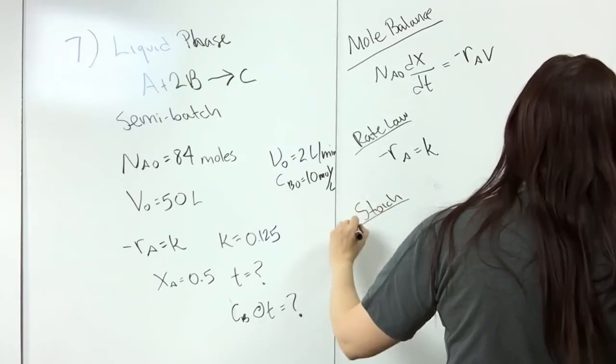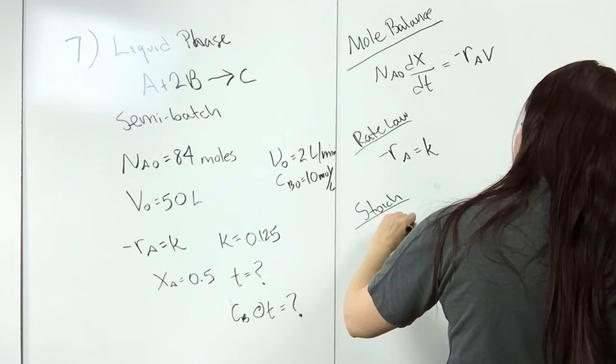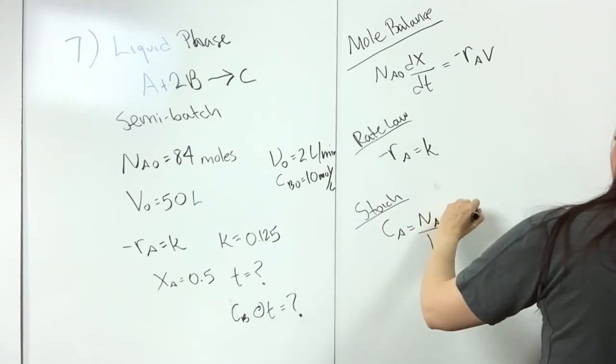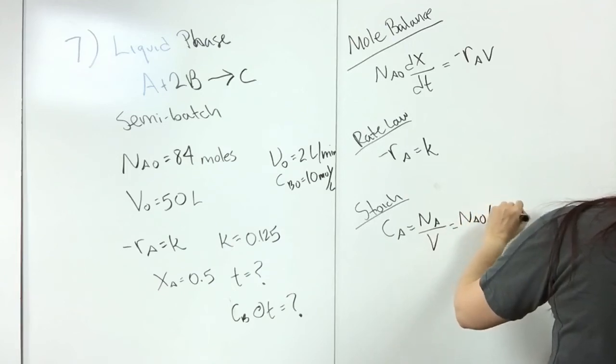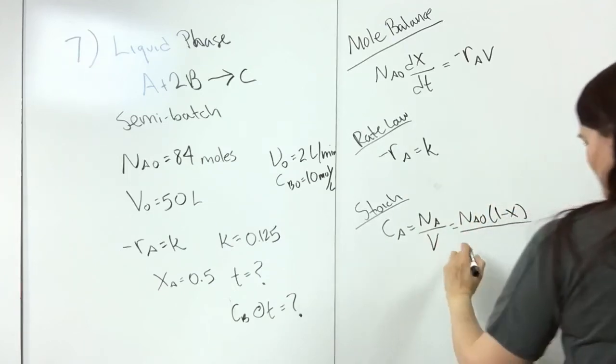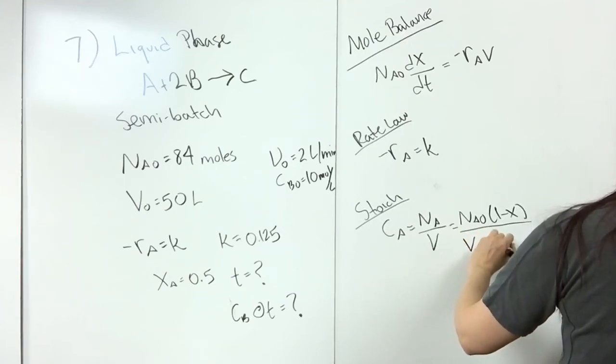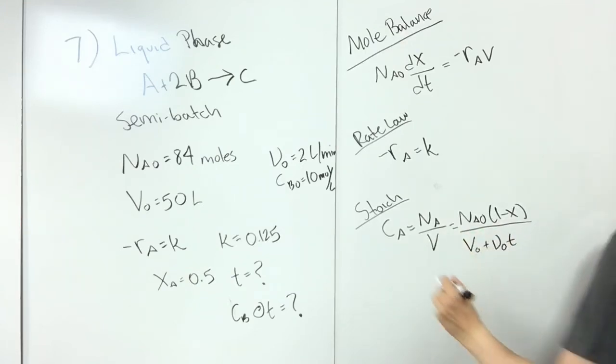Stoichiometry, we have that Ca is equal to Na over V, and Na is Na naught times 1 minus X, and then V. Remember the volume is changing, so this is the initial volume plus whatever's added.